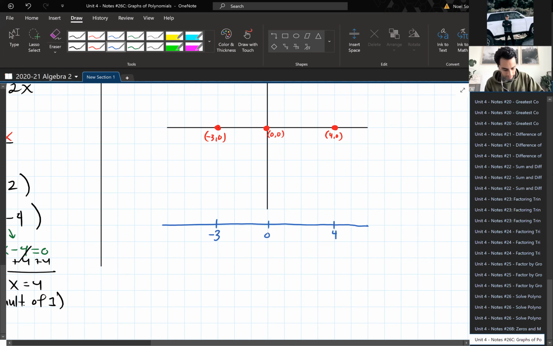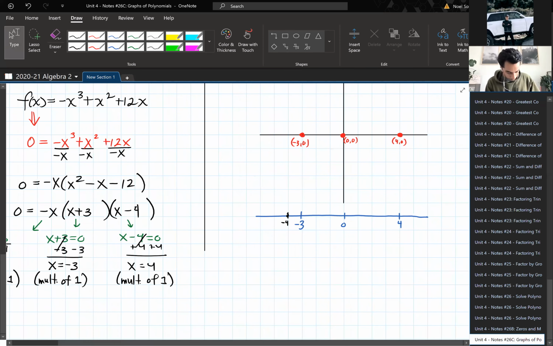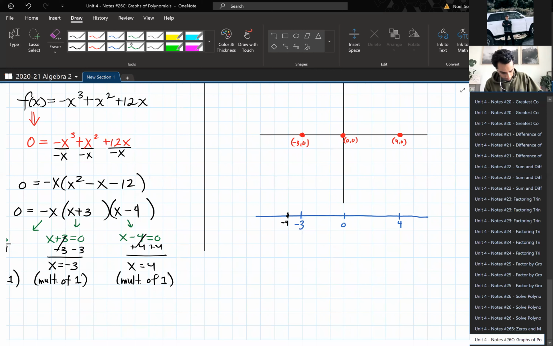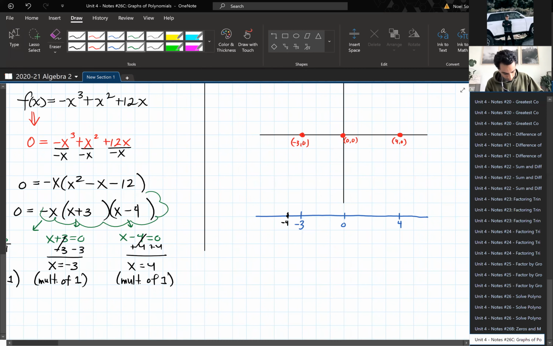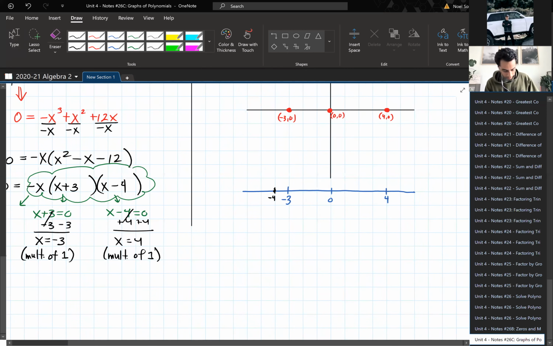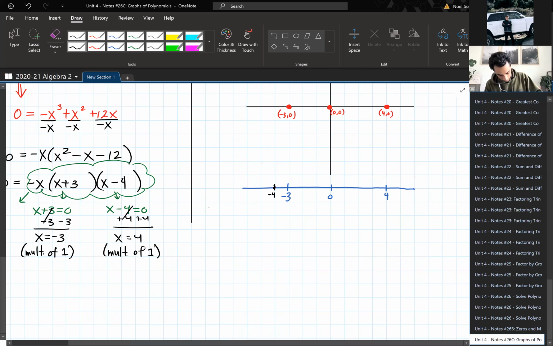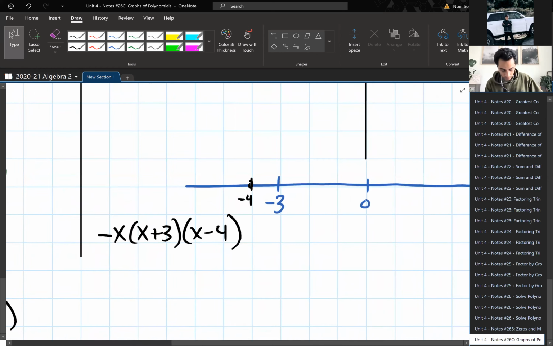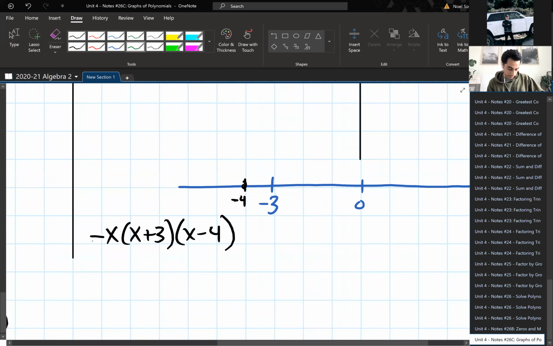All right, we're going to test a number. Let's go ahead and pick negative 4 to test. We want to see if that's going to land above or below the x-axis so that we can start our sketching. So I'm going to go ahead and use the factored version. Right, it's pretty easy to plug in numbers and get results. So if the function is negative x times x plus 3 times x minus 4, right? When I substitute in my test point, negative 4, I would still have a negative out front. That's part of the formula.